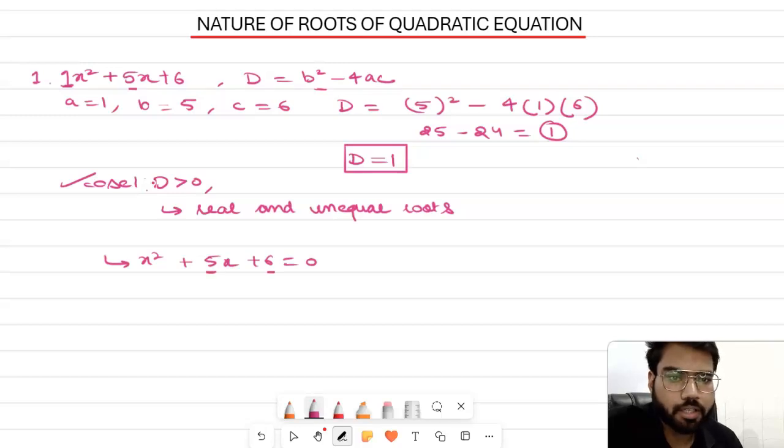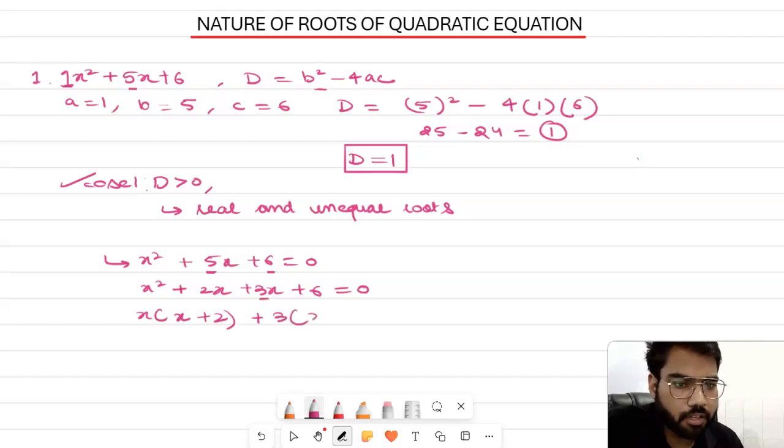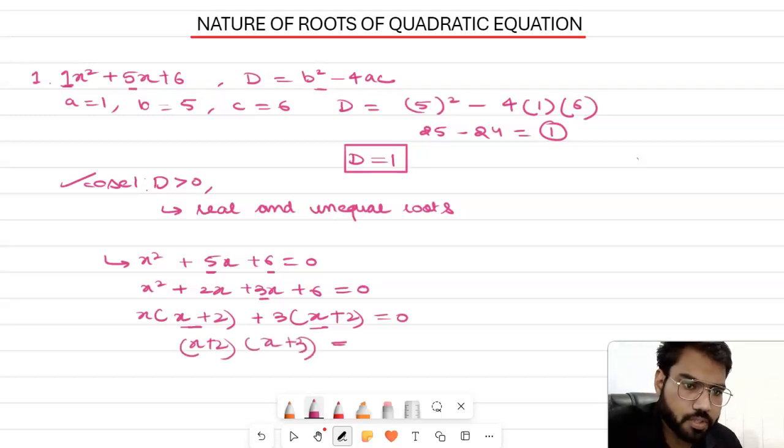We know that these two numbers are 2 and 3. So x square and 5x can be split as x square plus 2x plus 3x plus 6 is equal to 0. Now taking x as common, it will become x plus 2, and here taking 3 as common, 3 into x plus 2 is equal to 0. Now taking x plus 2 common, we are left with x plus 3 equal to 0.